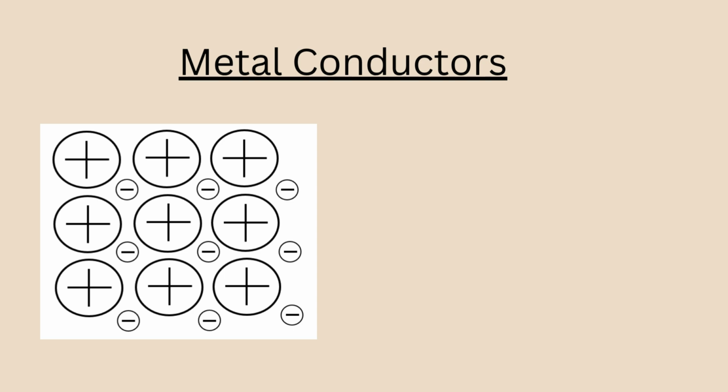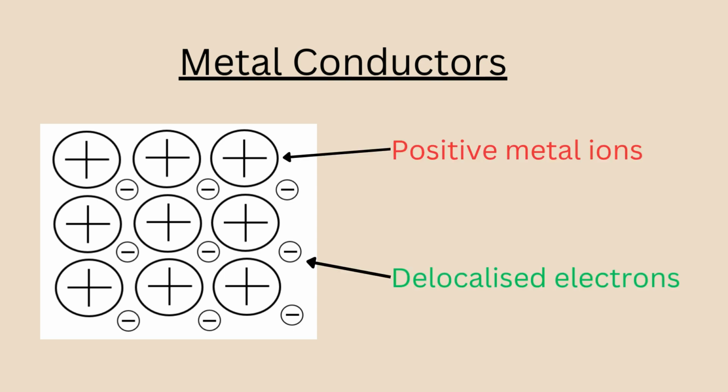The structure of a metal is made up of positive metal ions and delocalized electrons. At room temperature, the positive metal ions are vibrating and the delocalized electrons are able to move throughout the structure.